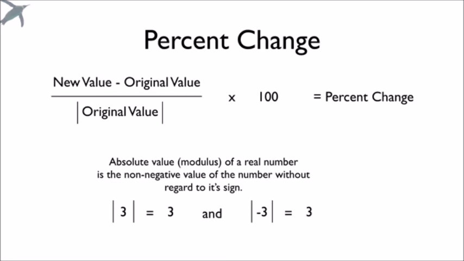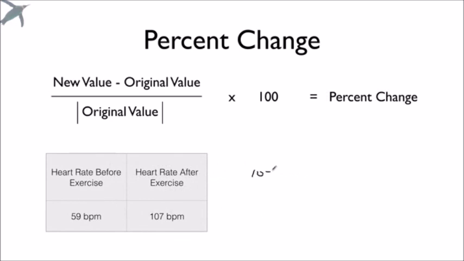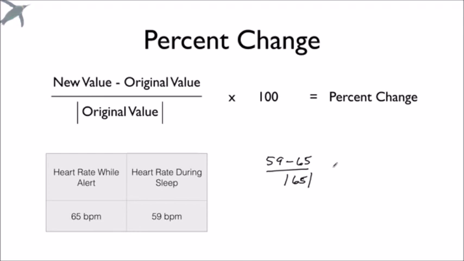And the best way for me to show this is to give you a couple of examples. So here I've got heart rate before and after exercise. So I take my new value minus the original value divided by the absolute value of the original value times 100, and that's going to give me an 81% change. Notice that's an increase. In example number 2, my original value is higher than the new value. And I'm pointing this out because it's really important to notice when the value is negative, that means you had a negative percent change.